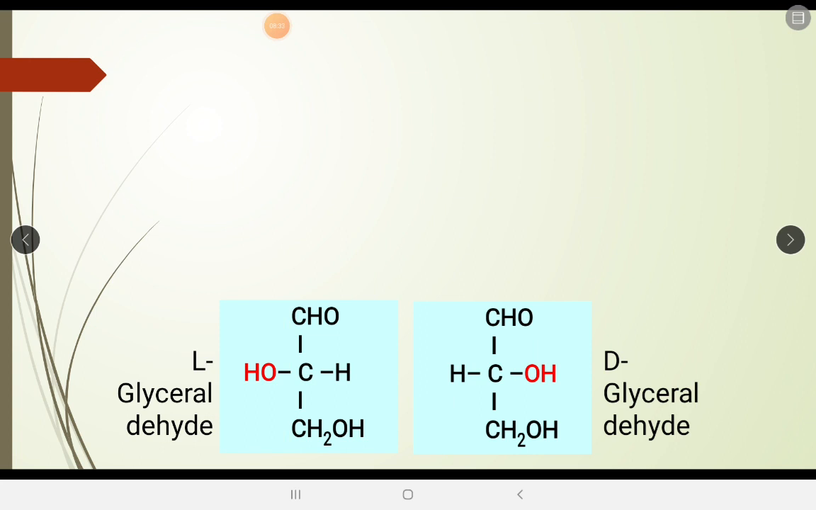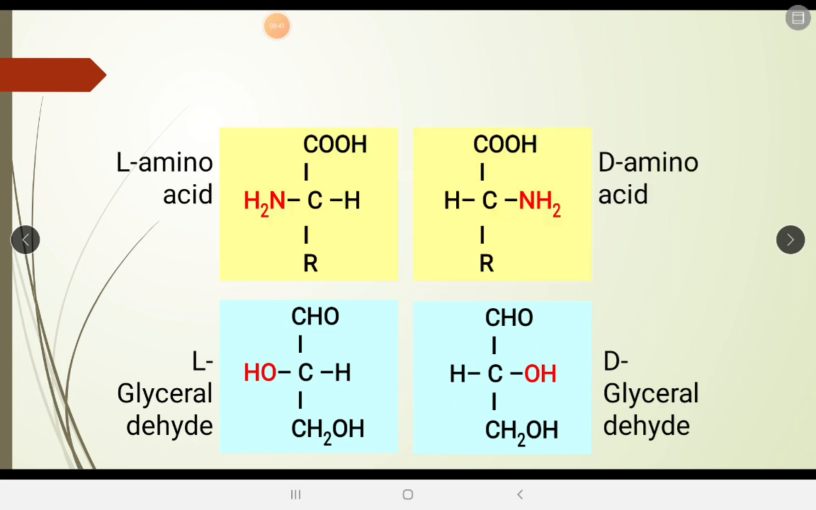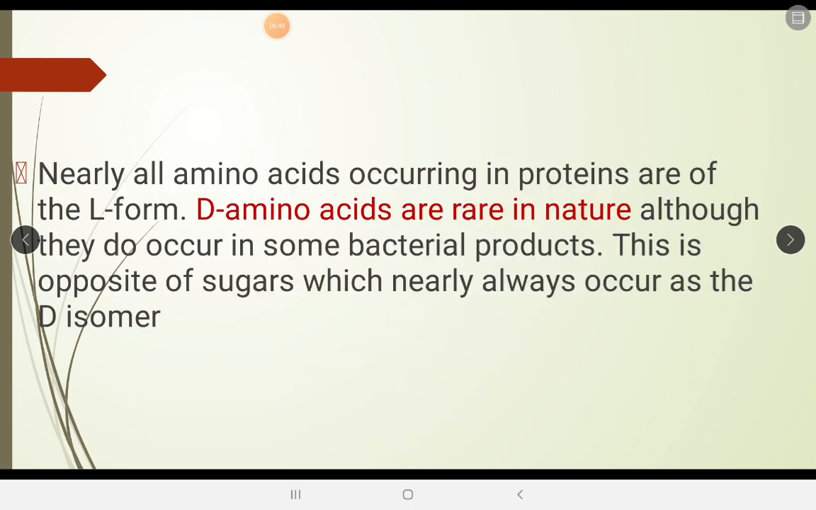Like carbohydrates, for example L-glyceraldehyde and D-glyceraldehyde, amino acids also have an L form and a D form. So there are D amino acids and L amino acids. These are the optical isomers.